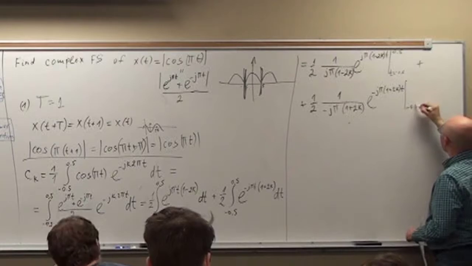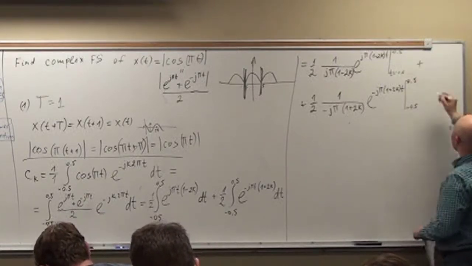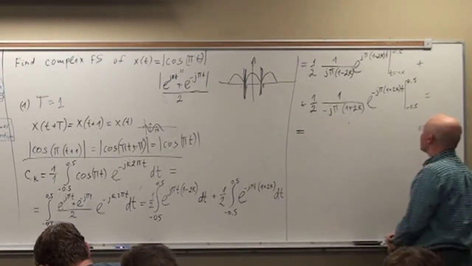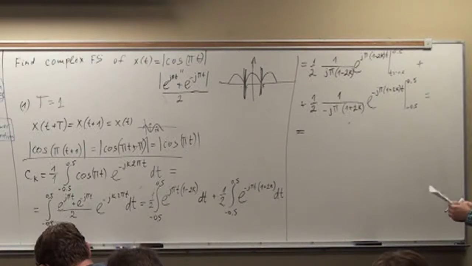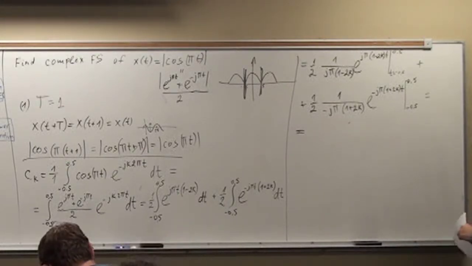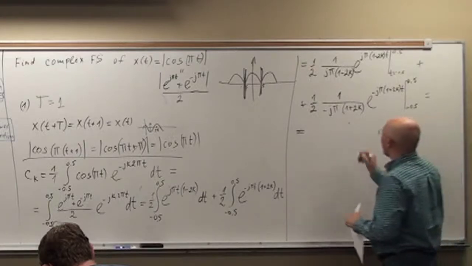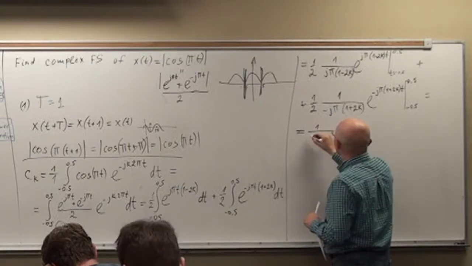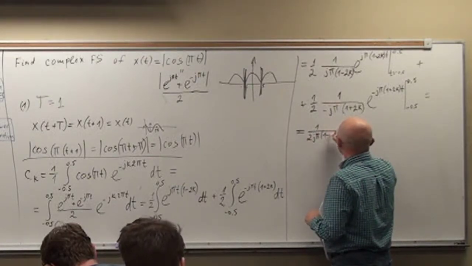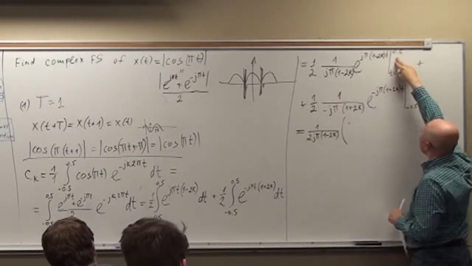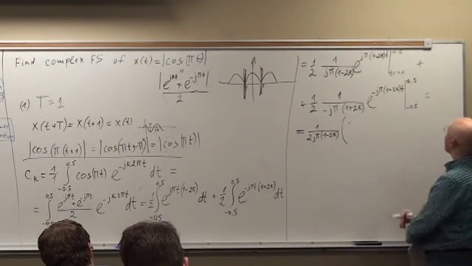Again, from minus 0.5 to 0.5. Now we continue that thing. Okay, let's see. It's okay so far. This looks fine. Now you have the first one: 1 over 2j pi (1 minus 2k). And now you have the exponent at 0.5 divided by the exponent at minus 0.5.